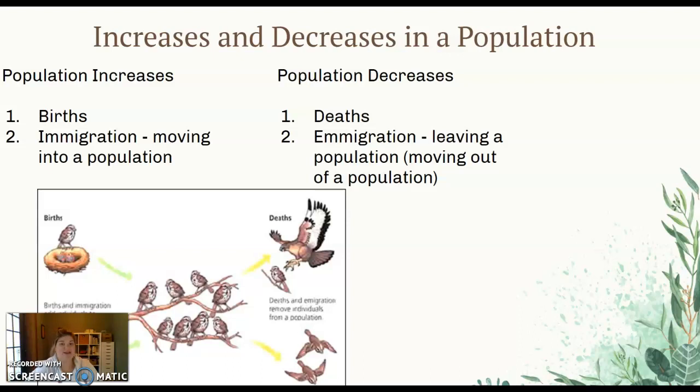Population can decrease in two ways. Obviously, deaths will decrease the population, as well as emigration. Emigration is when you are leaving a population or moving out of that population. So we have death and emigration decreasing our population size, and birth and immigration increasing our population size.